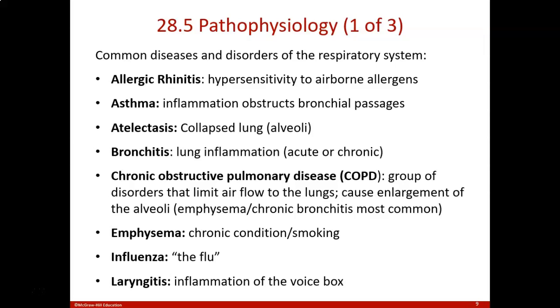Okay. Then we have COPD, which is chronic obstructive pulmonary disease. And this is a group of disorders that basically limits airflow to the lungs, due to that chronic damage from whatever the irritant is, usually smoking. But what happens is the alveoli deteriorate. They kind of become enlarged, which actually decreases the surface area of the alveoli, and leads to a series of signs and symptoms that go along with that. The two most common COPD-related illnesses are emphysema and then chronic bronchitis, which we just alluded to.